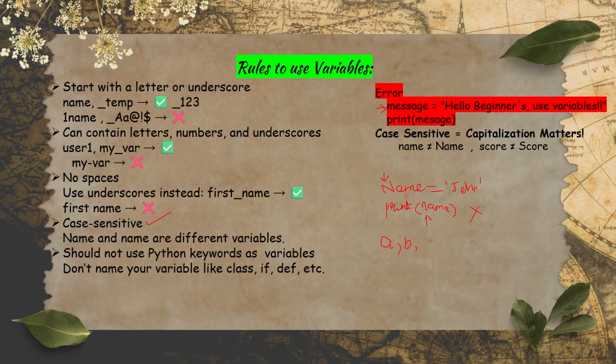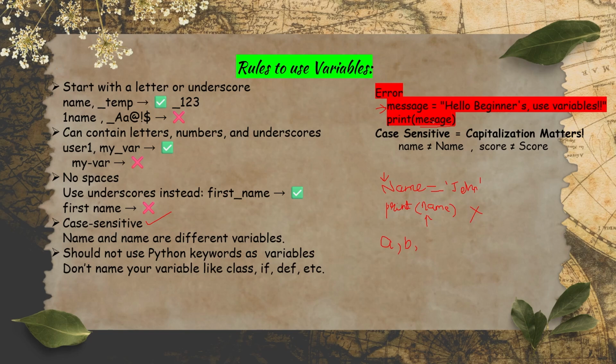Variable should always be a user defined name, and make a note of this error. Here in this variable message, we are storing a string, that is, hello beginners, use variables. And I am trying to print the same, but it has shown me an error. What is the reason? Because the variable I am using in the print statement is different from what I have assigned. What's the difference? I missed a single s.